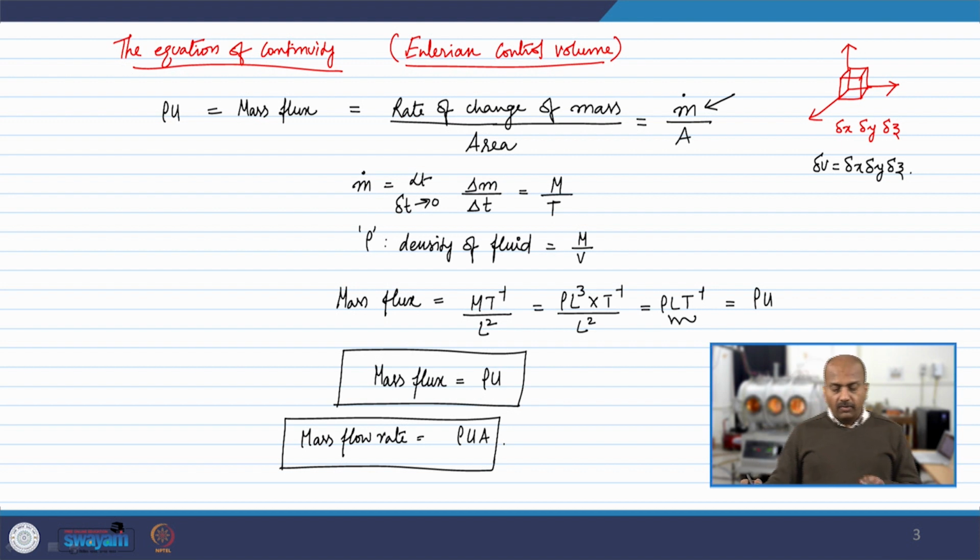That means within this volume we have the measure of this volume in the units of capital A, or the area of the element, right. Now, let us consider the control volume and then try to use these concepts in order to understand or to derive the equation of continuity.